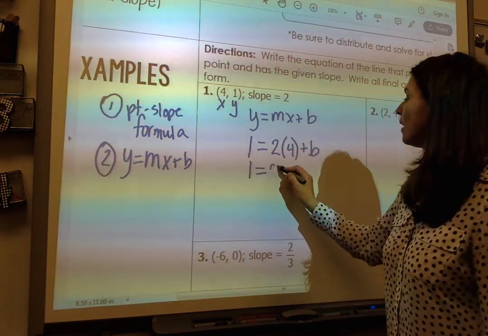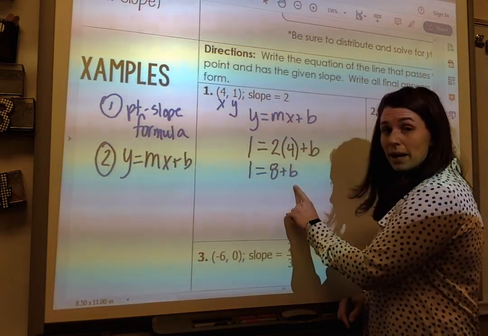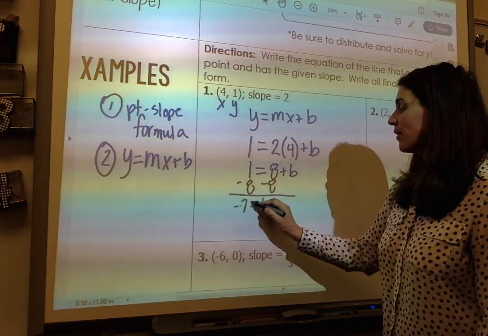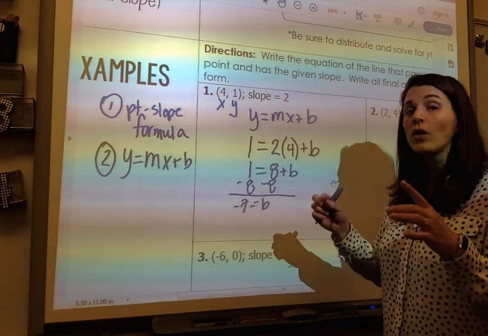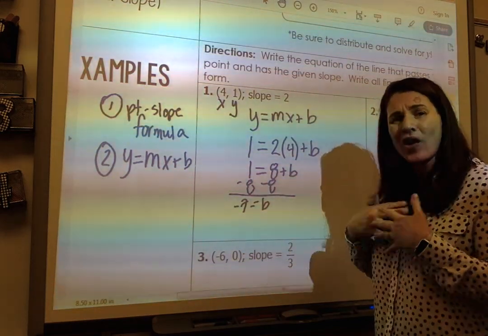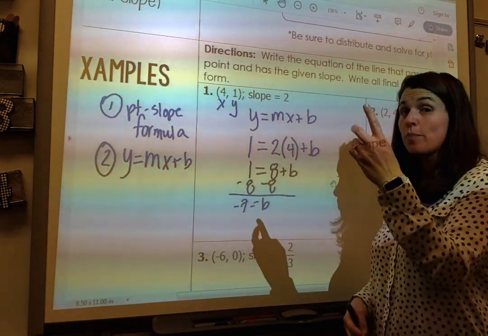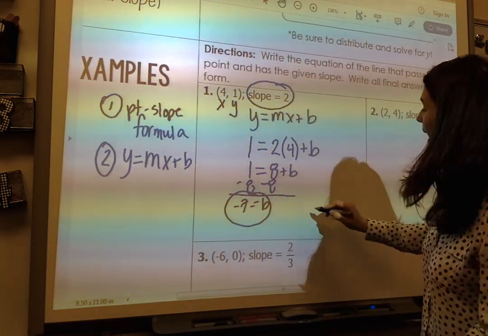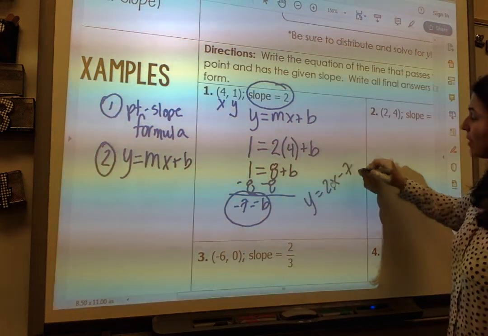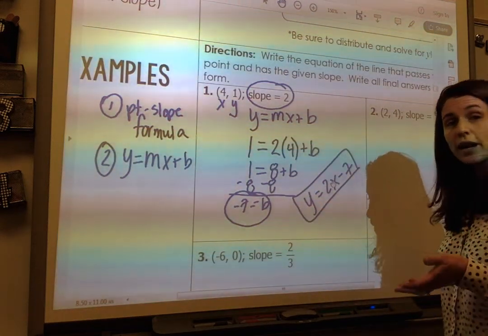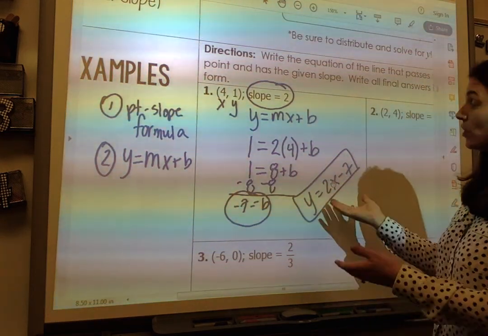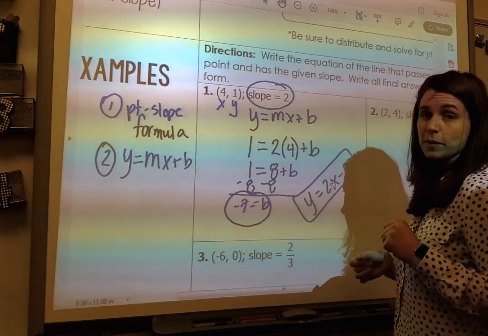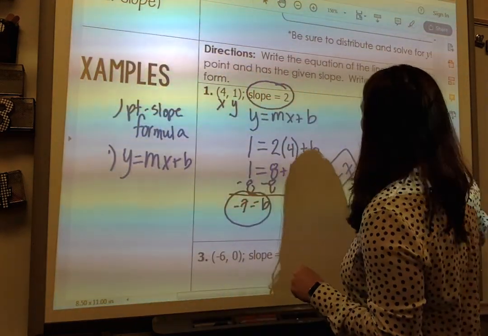So here I have 1 equals 8 plus b. How do you get b by itself? You subtract 8 on both sides. So you get b equals -7. Now, remember the goal is to write a linear equation, and all I need is a slope and a beginning point. Now I'm going to put it back: y equals 2x minus 7. That's the same answer I got before. So this one, I solved using y equals mx plus b. All right, so let's do number 2.